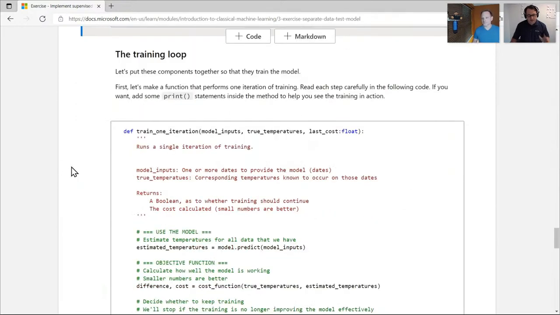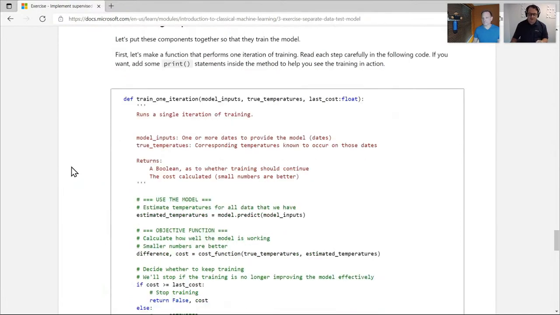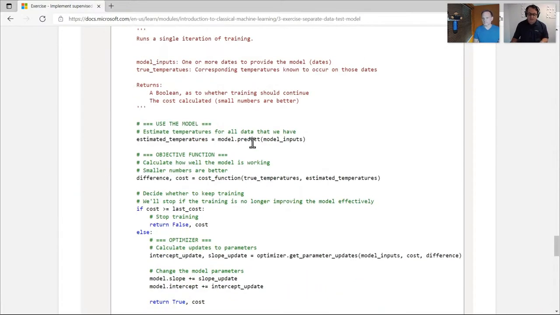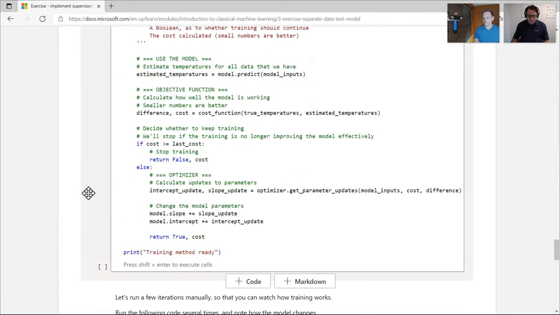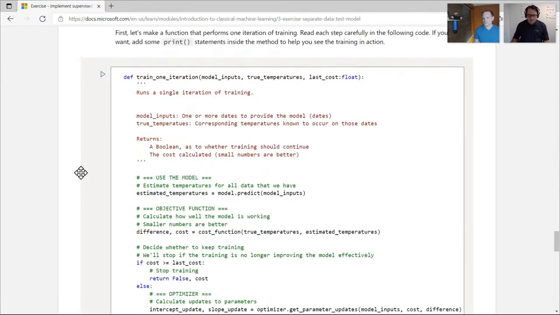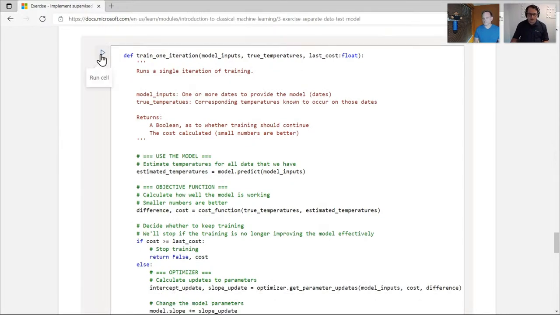Excellent. And then we've got the ability to train and at least do one iteration based on some model data. So our next method here is called train one iteration. It's got the model inputs, the actual temperatures. Essentially what it's going to do is use the model to predict the value and then see how wrong it is. Based on how wrong it is, it adjusts the values so we can get to a closer value. That's the fundamental of it. So again, this is really just defining a method to train one iteration. We haven't actually started training just yet. Let me go ahead and run that cell.